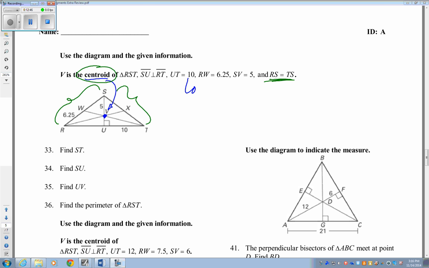All right, the centroid's location is 2/3 of what? Vertex to a side. All right, 2/3 from the vertex to a side, and it's 1/3, the one part. What else do we know about the centroid?